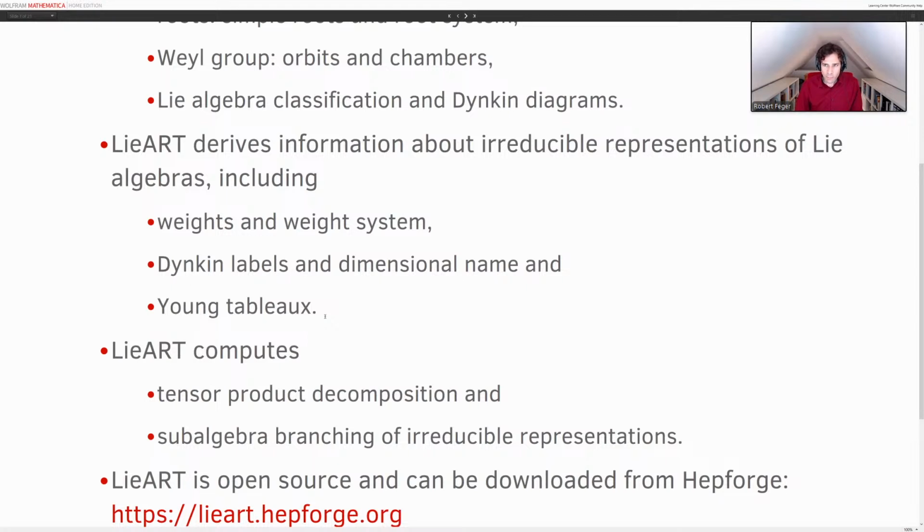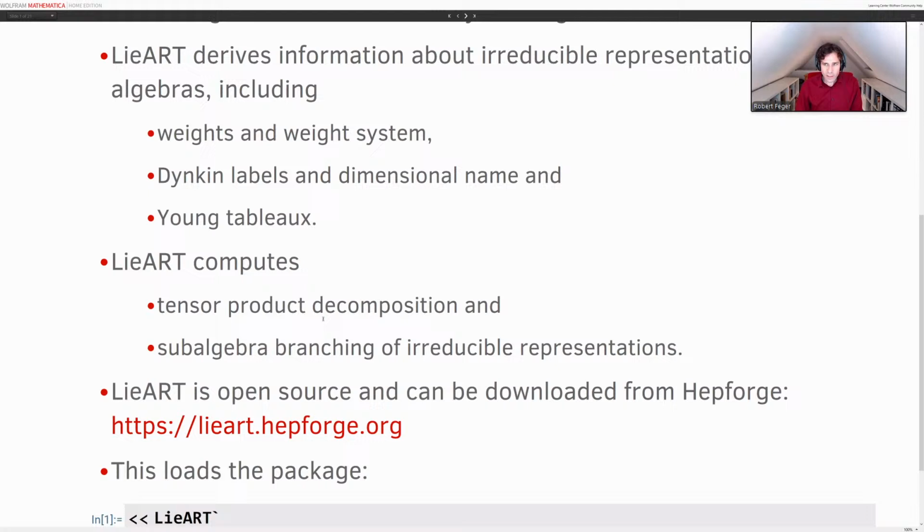And this was the main purpose for building this package, because this is frequently needed, especially in particle physics, where I needed it for. LieART is open source, and you can download it from HepForge.